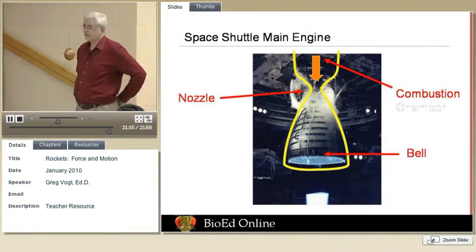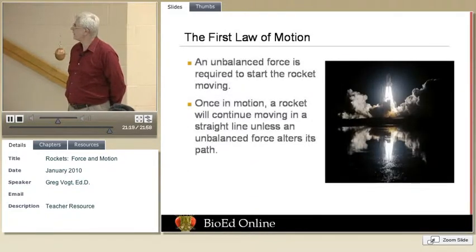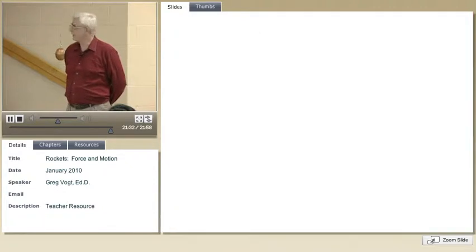Well, we're going to have our rocket scientist review, and then we're going to start doing stuff here. A couple of quick statements. This has to do with the first law of motion. Unbalanced force is needed to start the rocket moving. So you've got this rocket on the pad, it needs an unbalanced force to get going. Once moving, it keeps moving, okay?